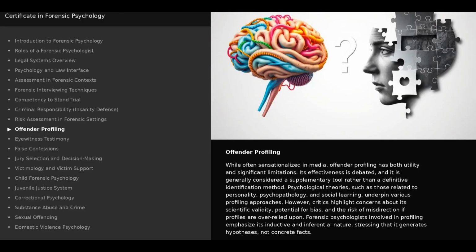While often sensationalized in media, offender profiling has both utility and significant limitations. Its effectiveness is debated, and it is generally considered a supplementary tool rather than a definitive identification method. Psychological theories, such as those related to personality, psychopathology, and social learning, underpin various profiling approaches. However, critics highlight concerns about its scientific validity, potential for bias, and the risk of misdirection if profiles are over-relied upon. Forensic psychologists involved in profiling emphasize its inductive and inferential nature, stressing that it generates hypotheses, not concrete facts.